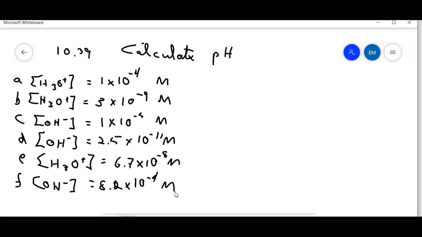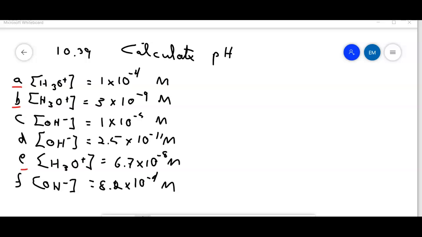Okay, we're supposed to calculate the pH of these. Well, let me use a red pen here. This one and this one really aren't going to take a lot of doing. You just take the logarithm. Actually, a couple of these you could just write out right off the bat, but you need to take the logarithm, and then having the logarithm, you make it negative. So you get out your calculator, and let's just go through these.